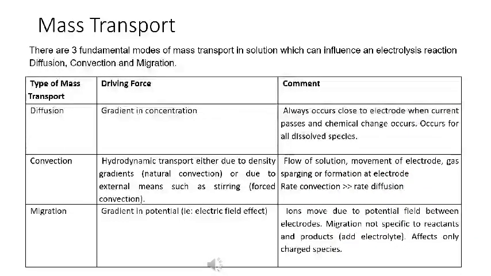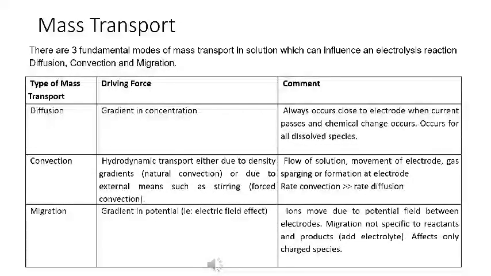Okay, now is mass transport. There are three fundamental modes of mass transport. One is diffusion, second is convection, third is migration. This is how the ionic species can move towards the electrode surface. Through diffusion, what is the driving force that makes the diffusion process? It is the gradient in concentration.